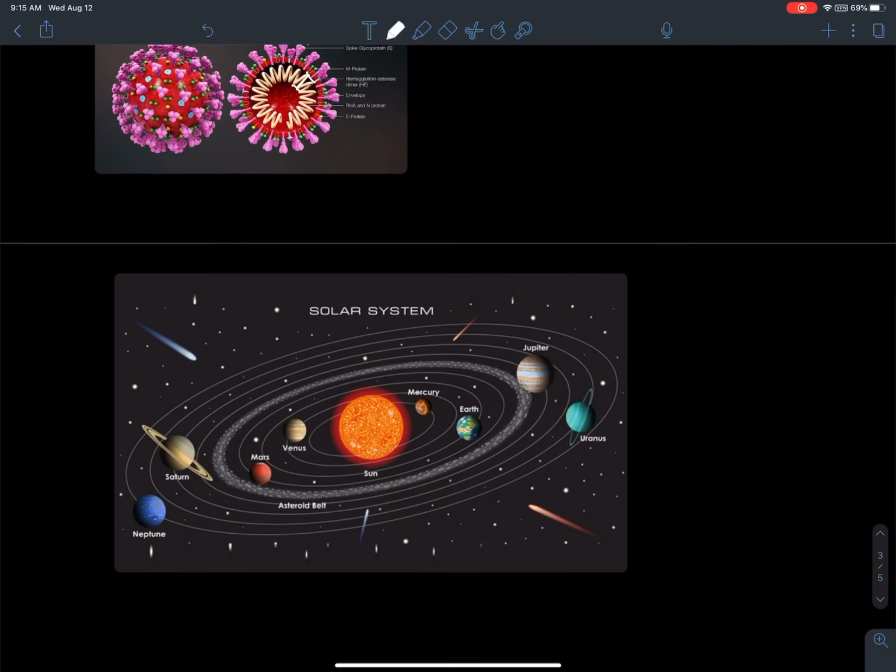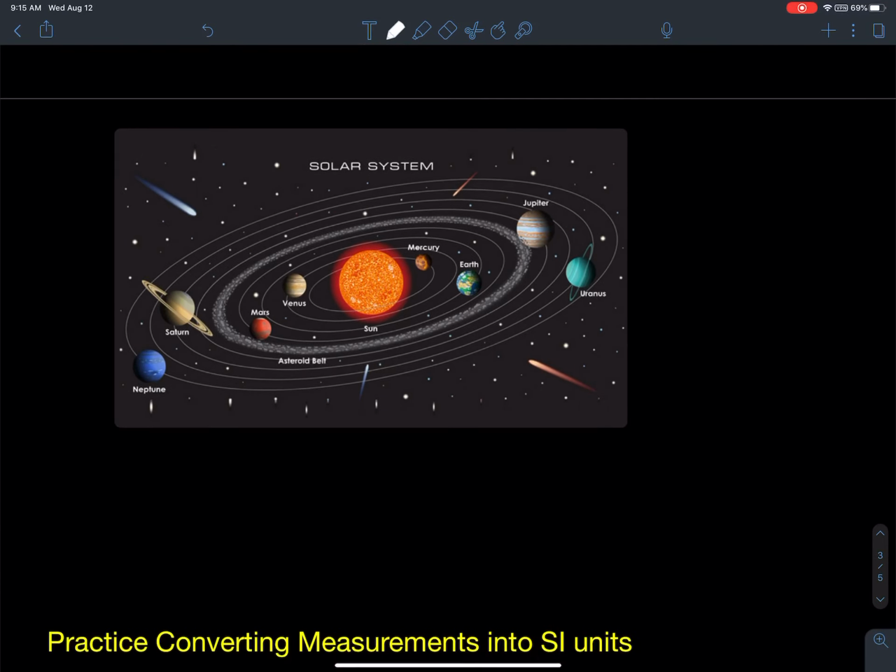And now let's talk about something much bigger. Okay, what about the distance of the universe? What about from the center of the sun to the center of the earth? How many meters is that? Is that nanometers? Is that micrometers? Is that gigameters? Okay, well, let's take a look.